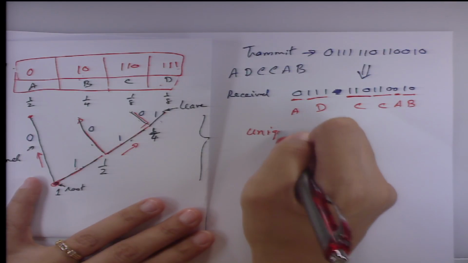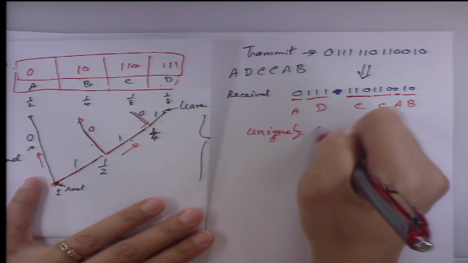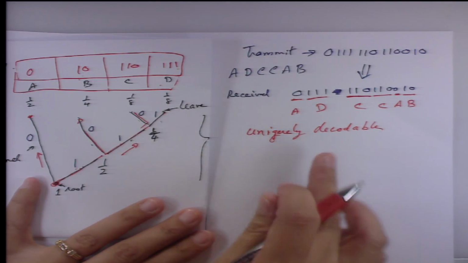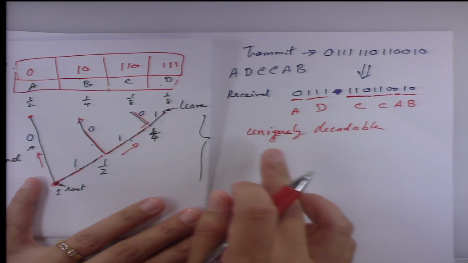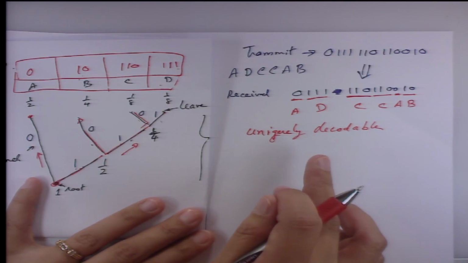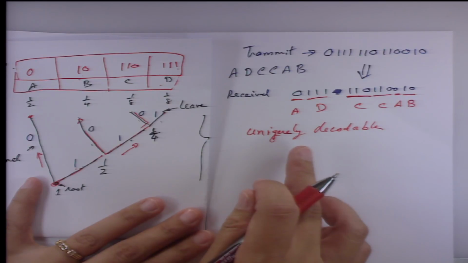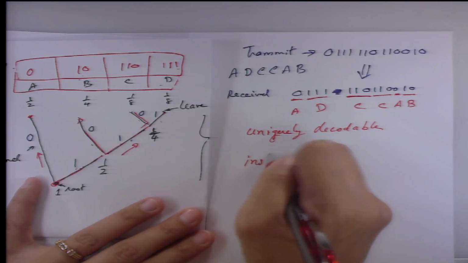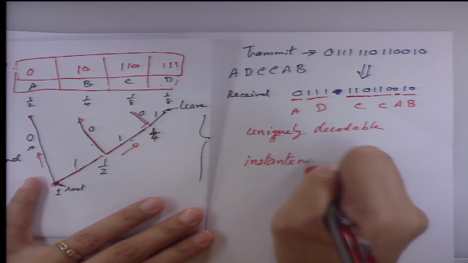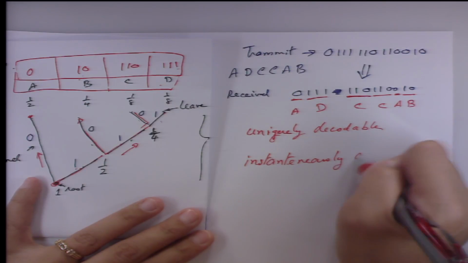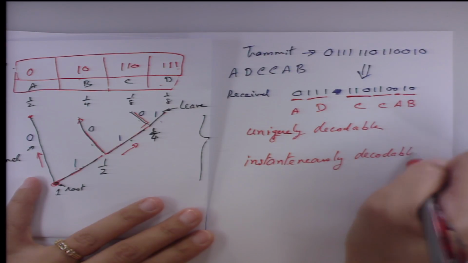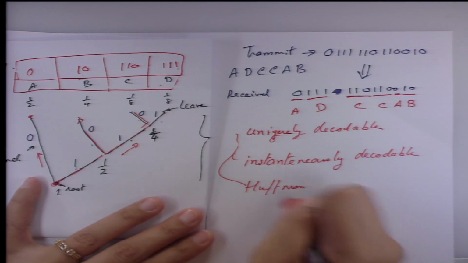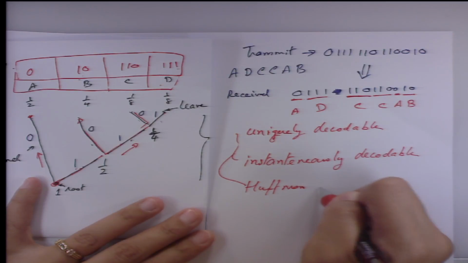So this is uniquely decodable, which means that there is only one way to decode this into the symbols. So there will be no problems in confusing what the symbols are. And it's also instantaneously decodable. This is a property of Huffman code.